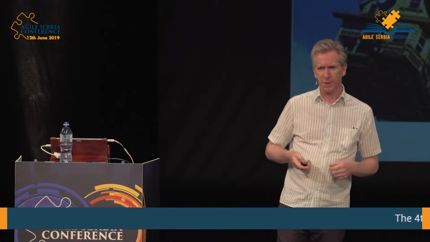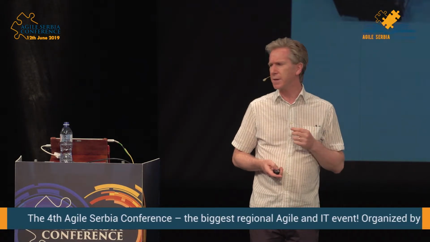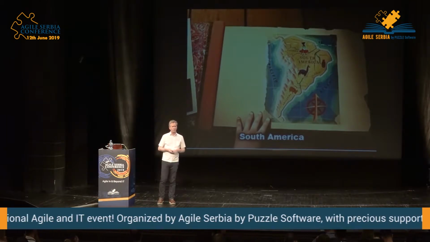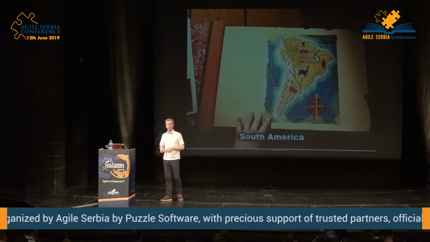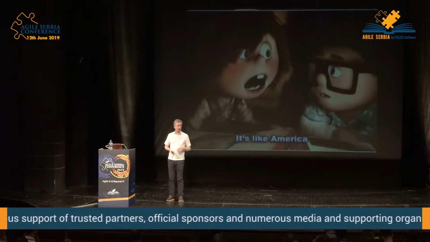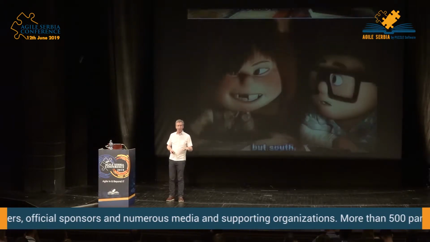And so Ellie invites Carl to her little cubby hideaway, and she's explaining this place that she wants to go. It's called South America. And she explains what South America is to 6-year-old Carl in these hushed tones, and it goes like this. She says, "We're going to South America. It's like America, but south."